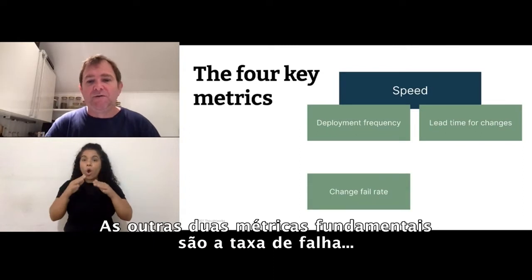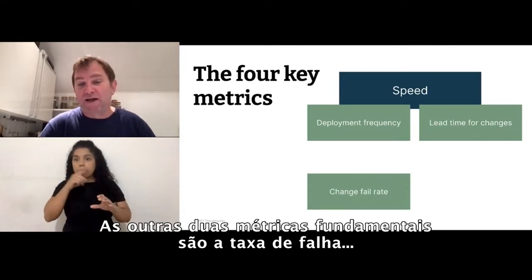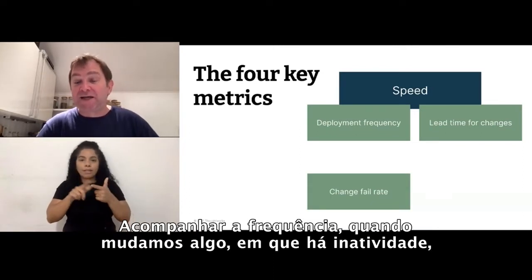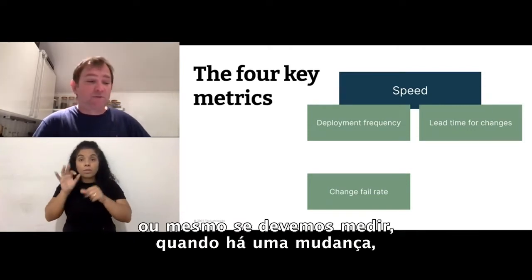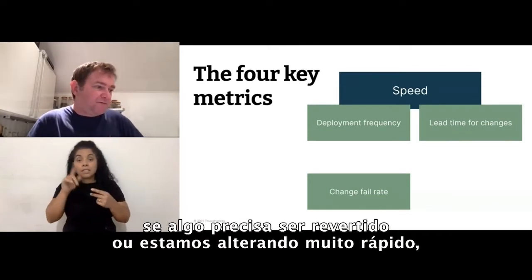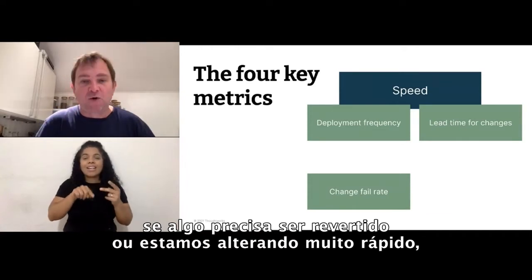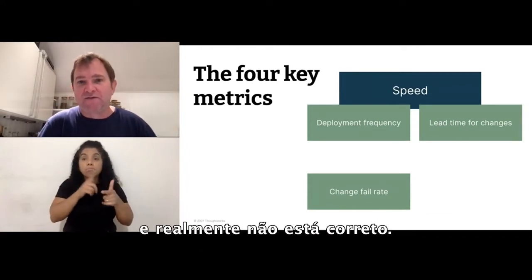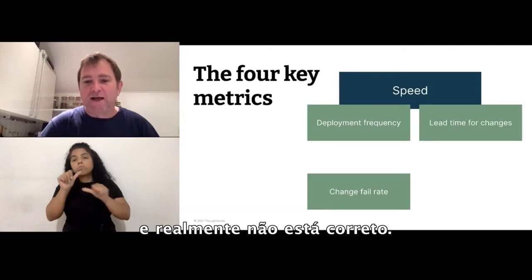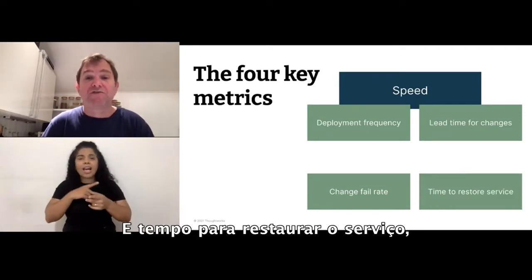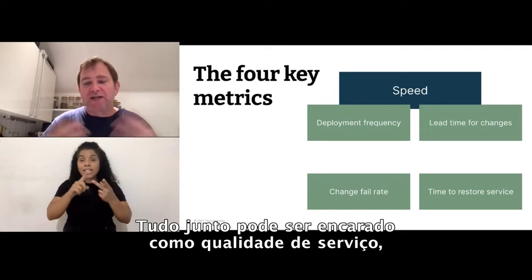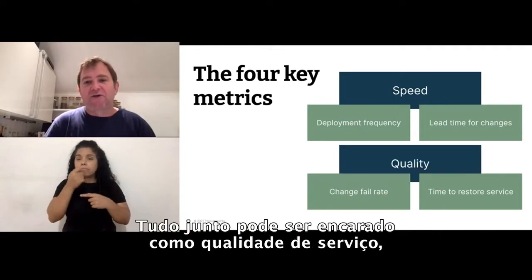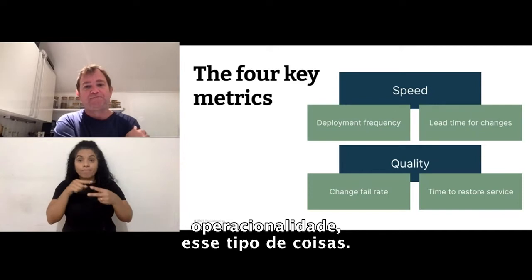So the other two key metrics are the change fail rate. We need to keep track of how often, when we make a change, it causes downtime, or we should even measure things like whether a change has to be rolled back. Are we making changes so quickly that they're not actually correct? And then the time to restore service when we do have a failure, that we're able to do that quickly. And those together could be thought of as quality of service, operability, those kinds of things.